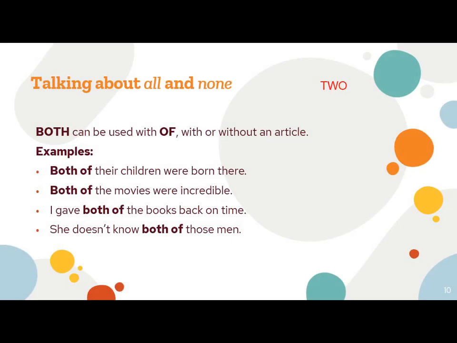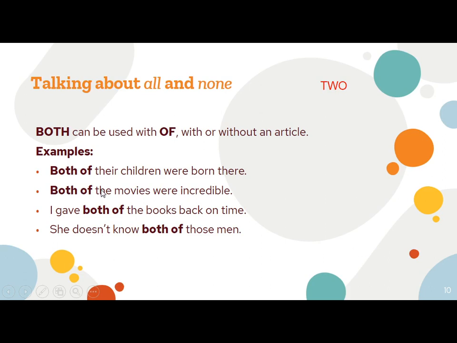And we can also use both, and here I want you to pay close attention. We're going to use both of, with the preposition of, every time that we want to be more specific, with or without an article. Maybe I'm going to explain this at the end because I have added a slide only for this information, so you can check it out. So examples: both of their children were born there. Both of their children. So if you see, we're not just having the noun children, but we have another article or determiner. So both of their children.